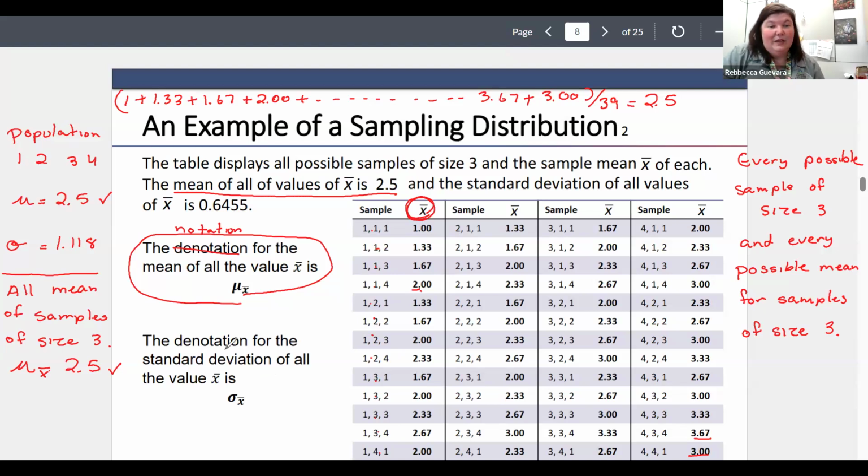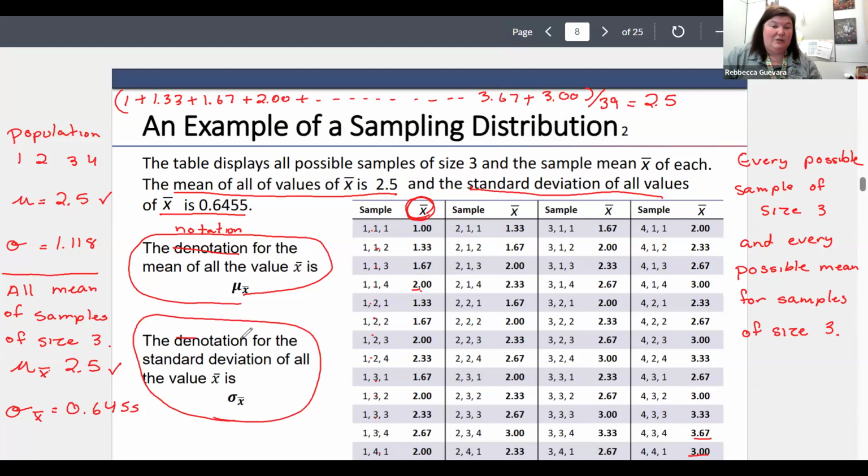If I went through and found the standard deviation, that's going to be a little bit more work. We're not going to worry about that right now. But if I had found the standard deviation of all of my means, that is going to be 0.6455. And once again, this is not the same standard deviation as this. This is a standard deviation of my population. This is a standard deviation of means. So we're going to put a subscript of an x bar on it as well. The notation for the standard deviation of all values x bar is sigma x bar.